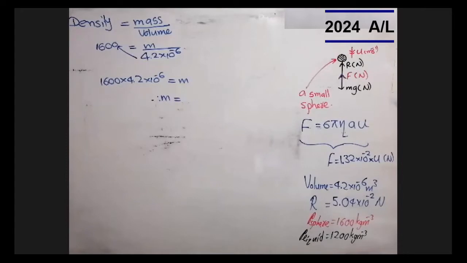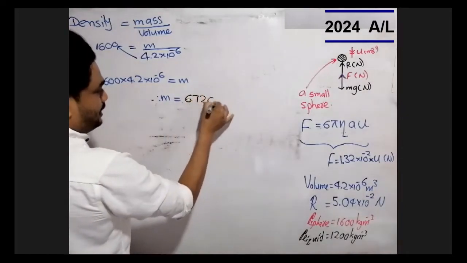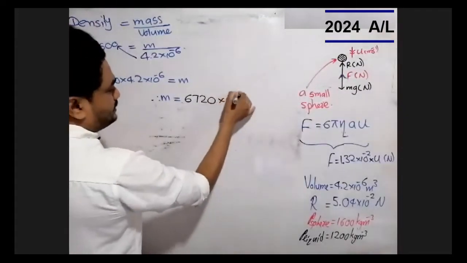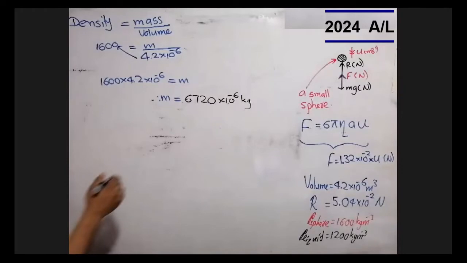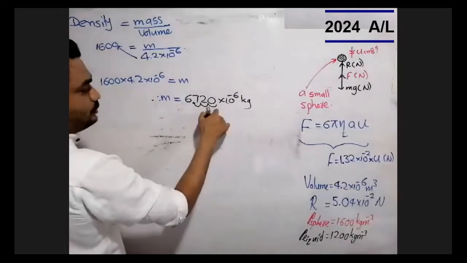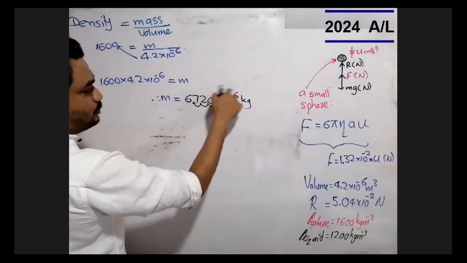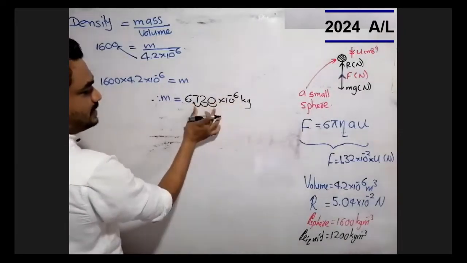We should multiply 1600 by 4.2. If you multiply 1600 by 4.2, you will get 6720. In addition, we have this 10 to the power minus 6. The unit is kilogram. But we don't keep answers like this. Let me take 3 decimal points as 1, 2, 3. With this positive 10 to the power 3, 10 to the power minus 6 will be 10 to the power minus 3.